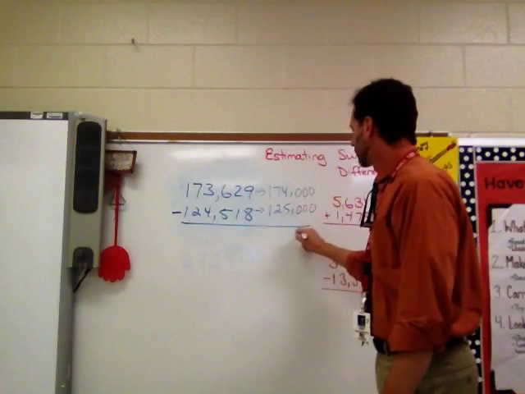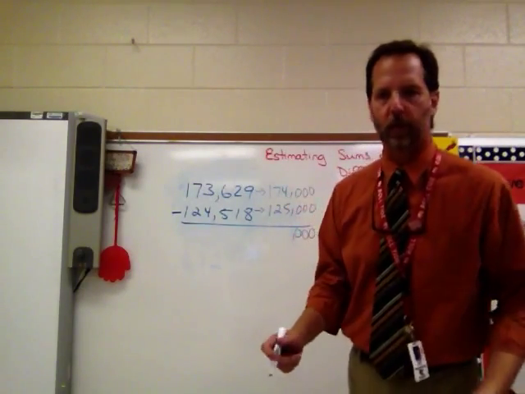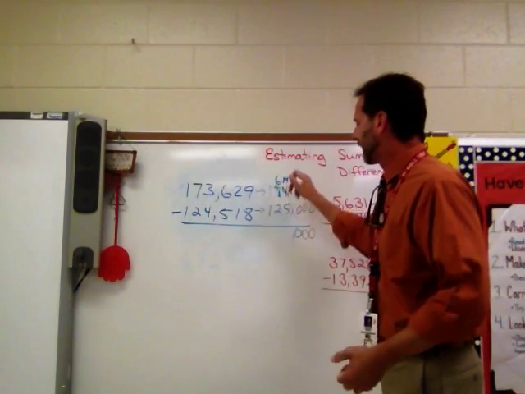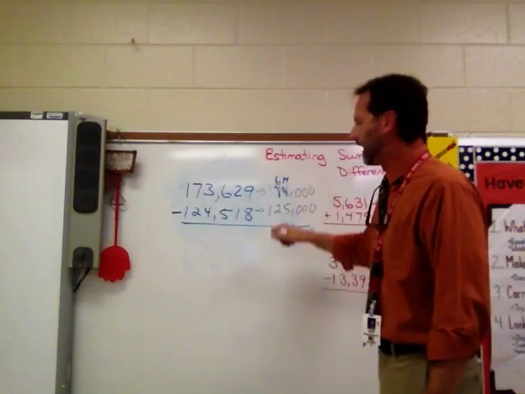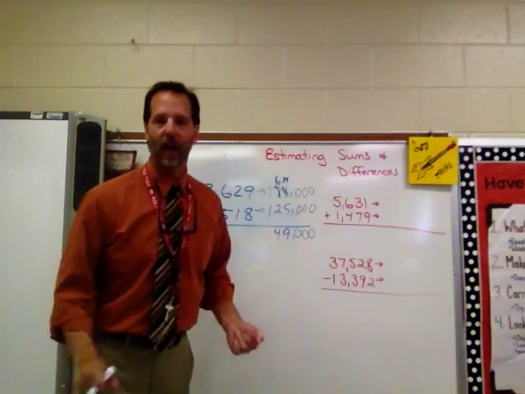We would have 3 zeros here. We have 4 minus 5, which we can't do, and now your regular subtraction rules come into play. Borrow here, that's a 6. Regroup here, that's 14. 14 minus 5 is 9. 6 minus 2 is 4. And 1 minus 1 is 0. Your answer would be about 49,000.